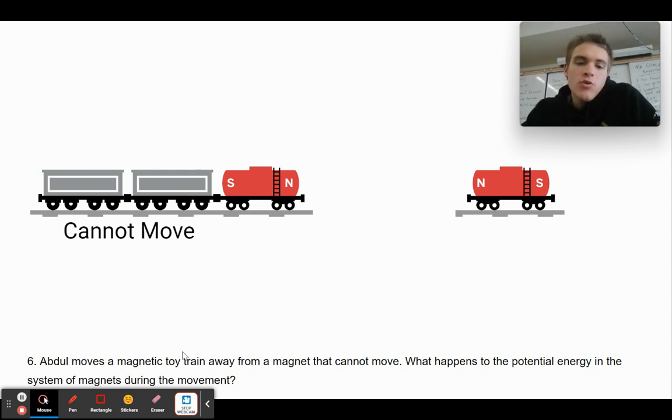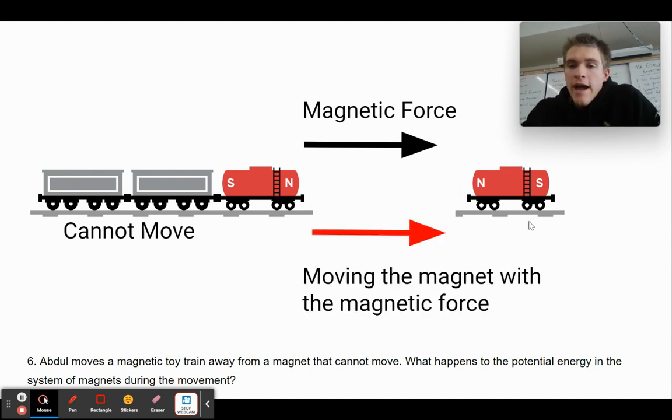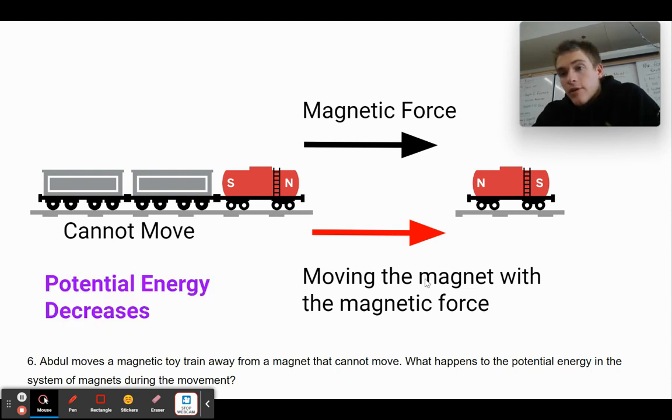Abdul moves a magnetic toy train away from a magnet that cannot move. What happens to the potential energy in the system of magnets during the movement? We have a magnetic force. These are similar poles. So these trains are repelling away from each other. So the magnetic force is pushing them away. We're moving the magnet with a magnetic force. So we're moving this train car away from the magnet. So potential energy will decrease because we've moved it with the magnetic force instead of against.